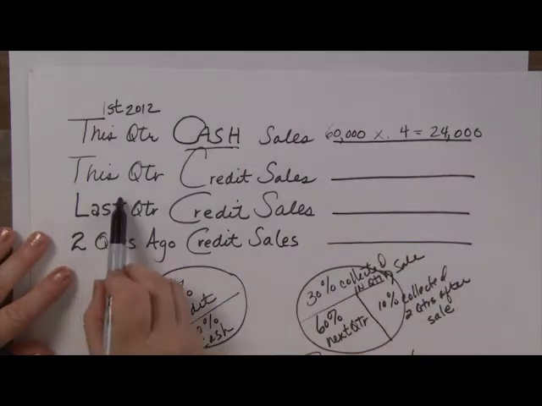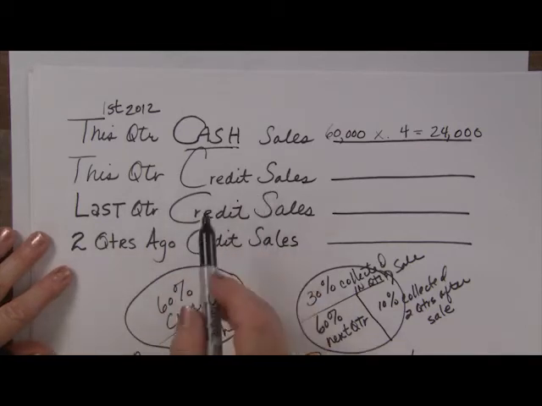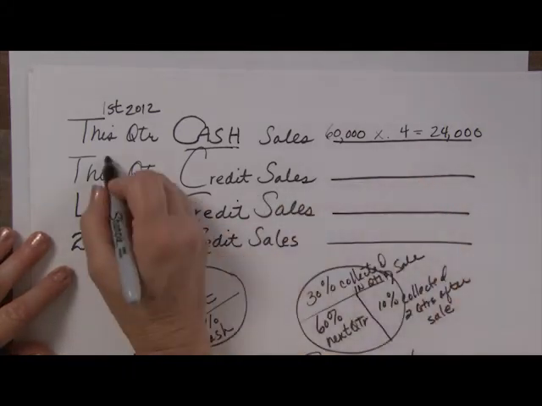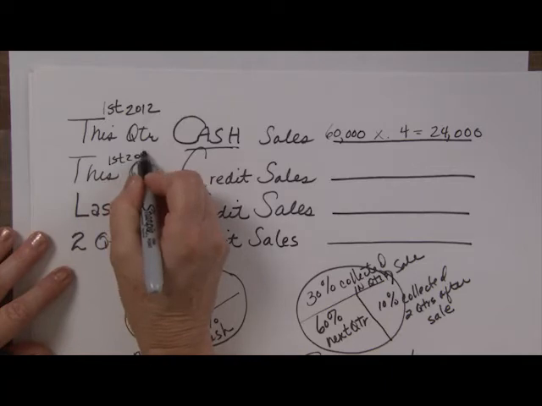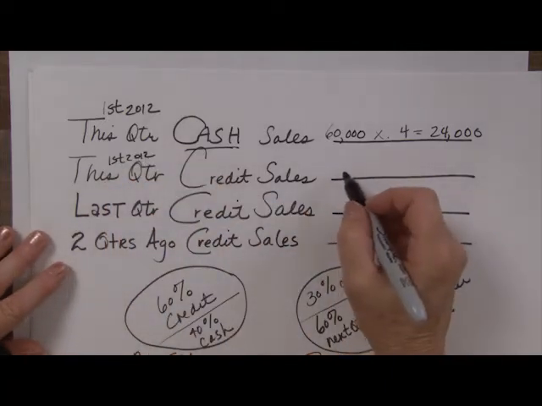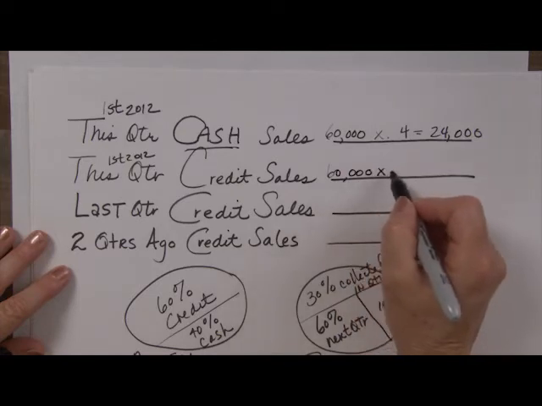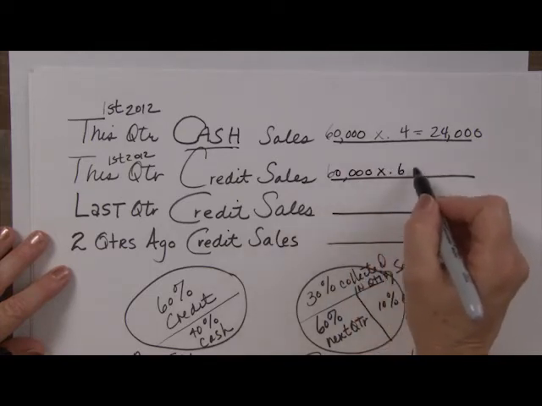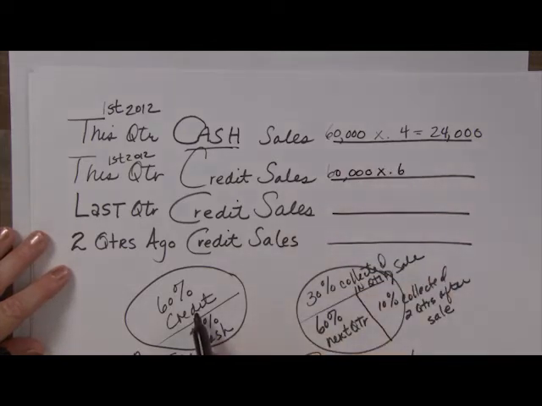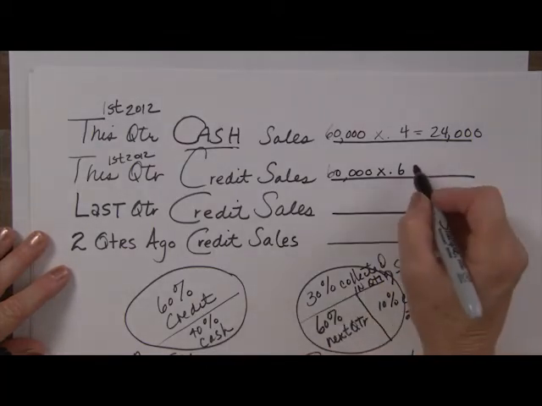Now again, it says this quarter's credit sales, so we're still in the first quarter of 2012, and we have sales of 60,000 because we're still in the same quarter, times 60%, which represents the credit part. Now we'll move over to the 30% that's collected in this quarter.